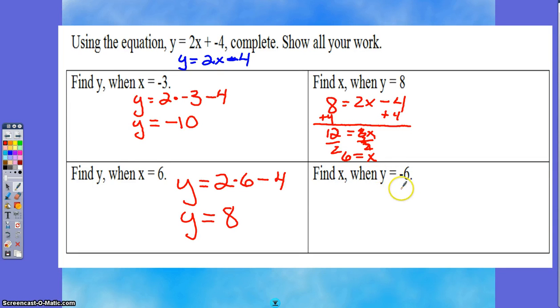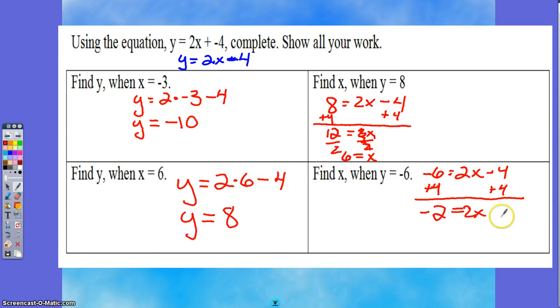The last one, y is negative 6, so I need to put that in the y slot. So negative 6 equals 2x minus 4. Solve your variable for x, so I need to add 4 to both sides. And I'm left with 2x on the right side of my equal sign. And negative 6 plus 4 is negative 2. X is being multiplied by 2, so divide by 2. And I'm left with x equals negative 2 divided by 2 is negative 1.